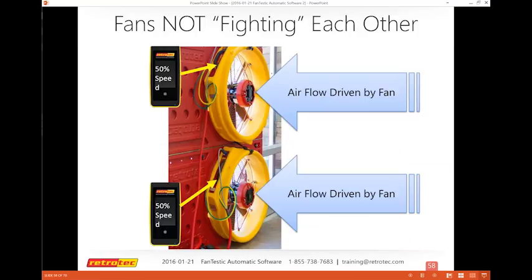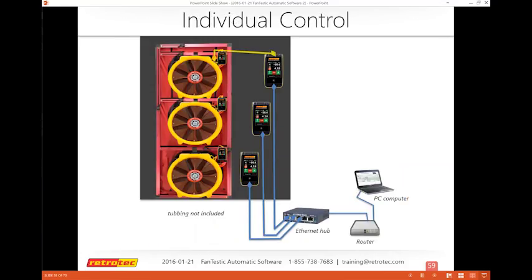This illustrates what happens if you did not do the scenario where I had individual control. What can happen is that the fans could slowly begin to slow down, or one can actually begin to go backwards.